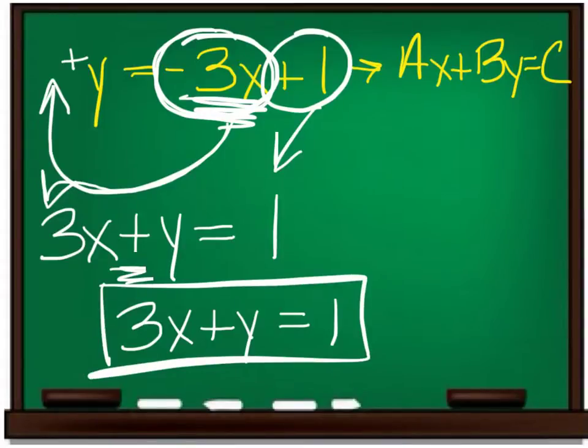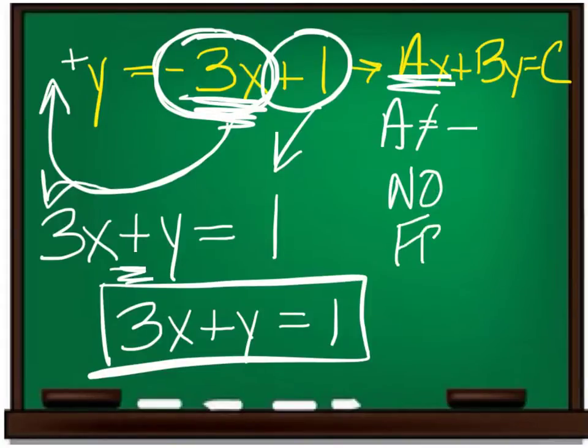Standard form has the following rules. The a term cannot be negative. You cannot have a negative number out here. You also cannot have a fraction anywhere in standard form, and we will get to that in examples 3 and 4.